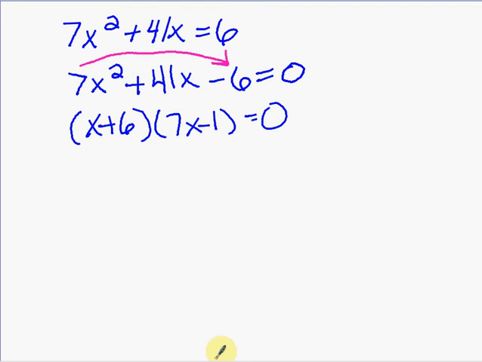So from here I have two factors. I have x plus 6 and I have 7x minus 1. I'm going to set each factor equal to 0.